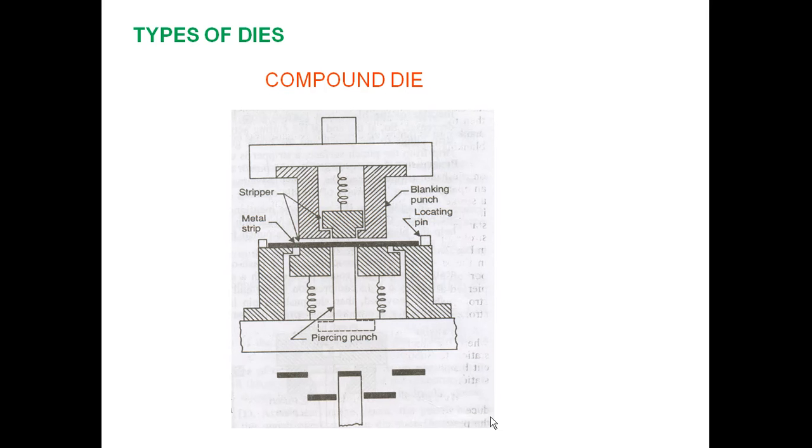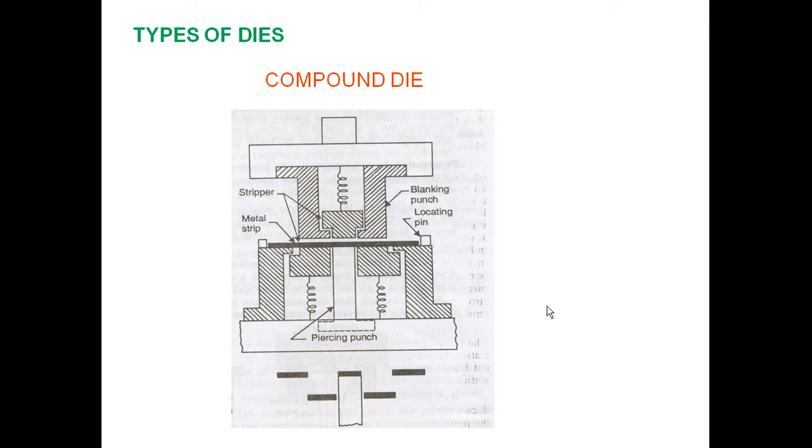Then let us see the different types of dies. Dies are classified according to the operations: blanking die, forming die, punching die, bending die, drawing die. Now there may be some combination of two operations. Now in case of types of dies, we have the compound die in which two cutting operations are carried out simultaneously.